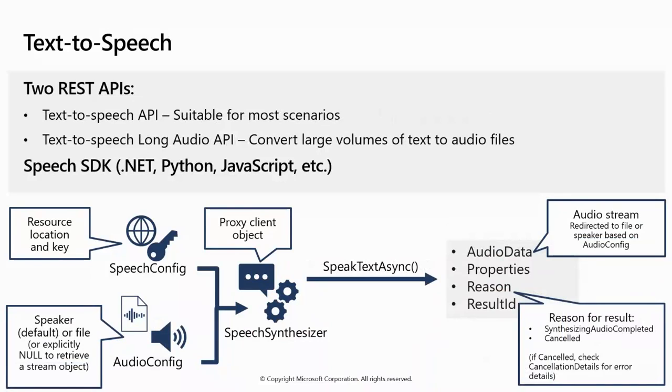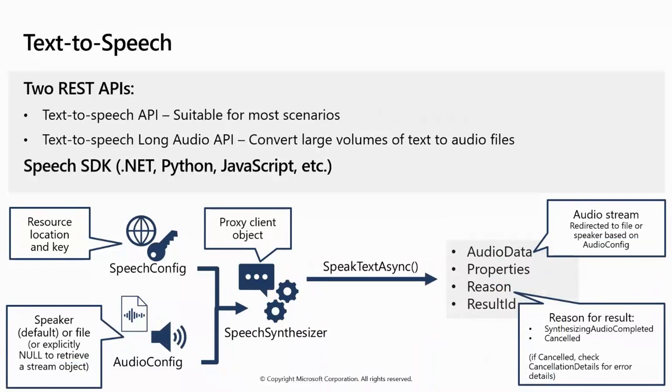Like the speech to text, we need to use the speech config object to hold the information you need to connect to your speech resource, specifically what it is and how to get to it. Then you can use audio config to set the output device for the speech that will be synthesized, but it is not required. By default, this is the default system speaker.